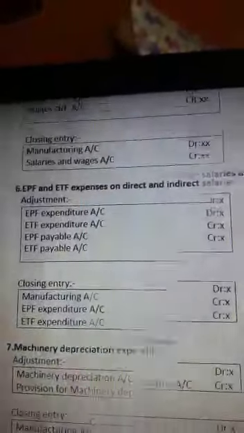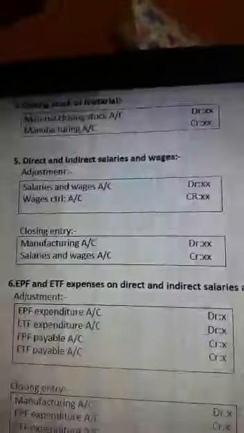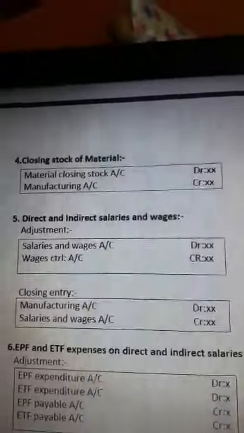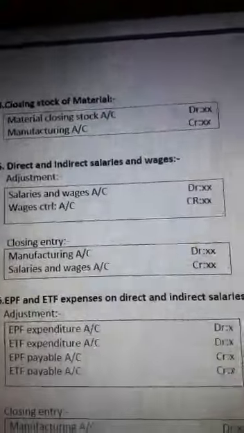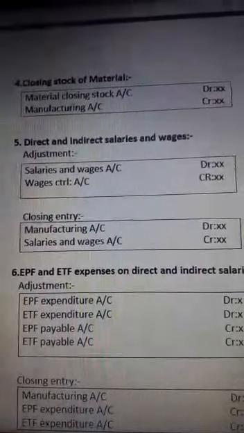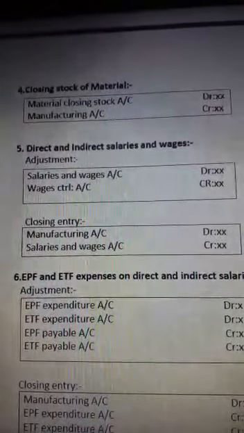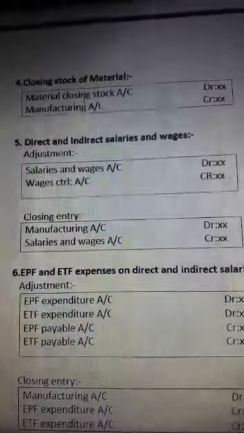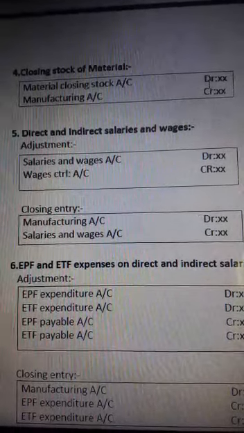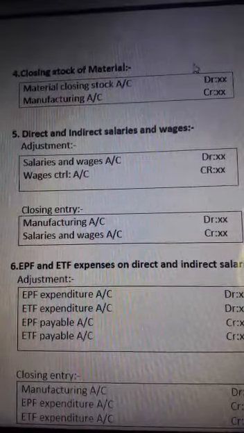Closing stock of raw material means the stock of material left at the end of the current period. The stock of material left at the end of the current period is identified as a current asset. So therefore, it should be shown in the statement of financial position at the end of the current period, as we hope to use it for the production process in the next year.